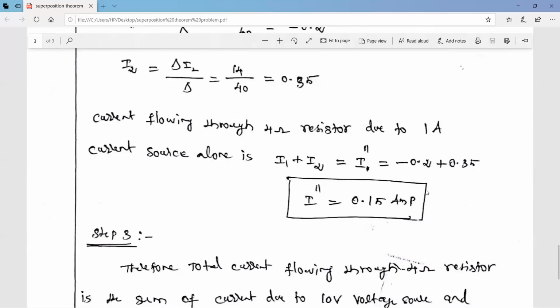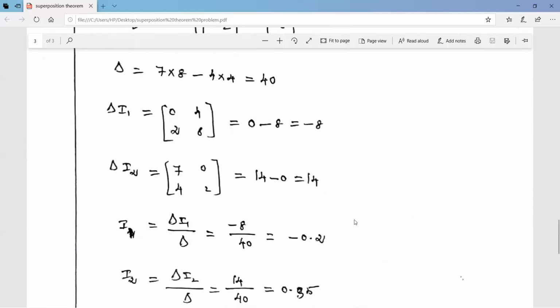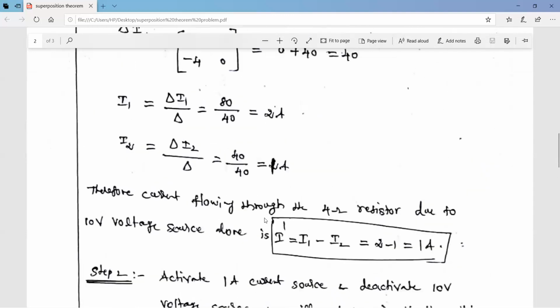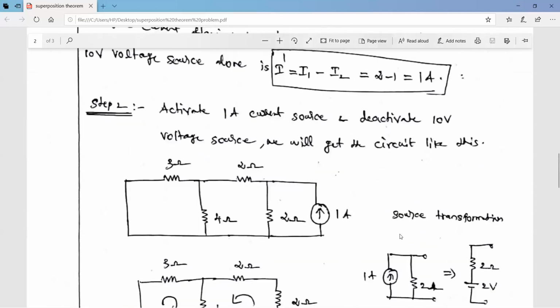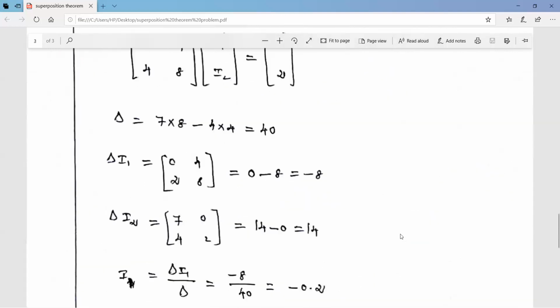Okay, so what is this current? This current is the current flowing through the 4 ohm resistor due to the current source alone. Already we derived the value of I dash. What is this I dash? This is the current flowing through the 4 ohm resistor due to the 10 volt battery alone. Okay, so step number 1 and step number 2 are over.